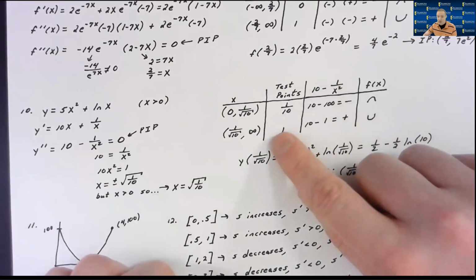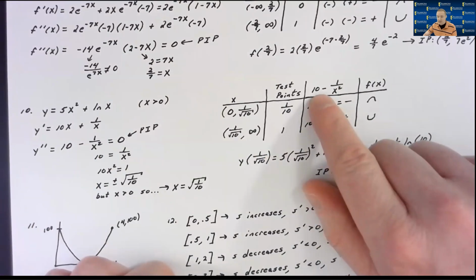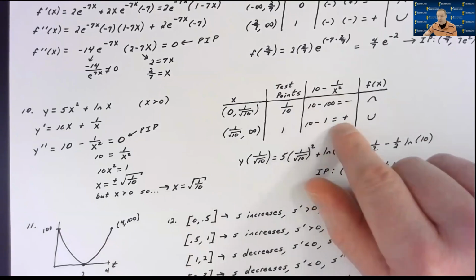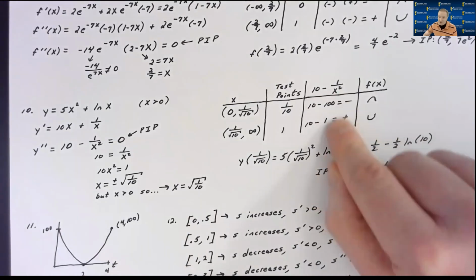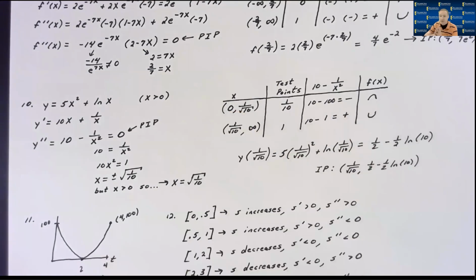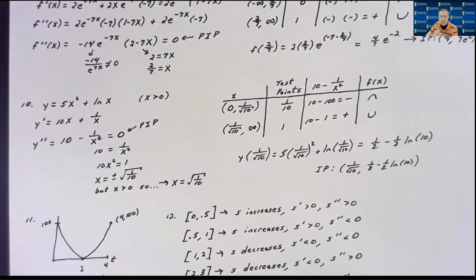When I plug the 1 in, that becomes easy. You just say, well, that's going to be 10 minus 1/1, which is going to be a positive 9. So my second derivative is always positive in this region, always negative in the first region. We can say our curve is concave down from 0 to 1 over the root of 10, concave up from 1 over the root of 10 to infinity. Yet again, it wanted an inflection point, and it wanted the exact value of the inflection point too.